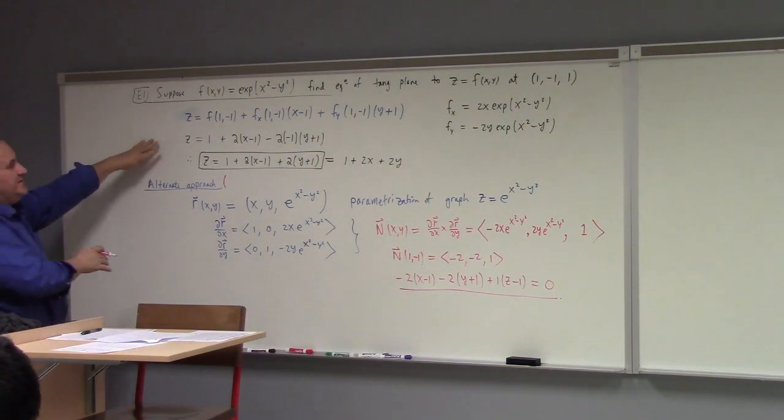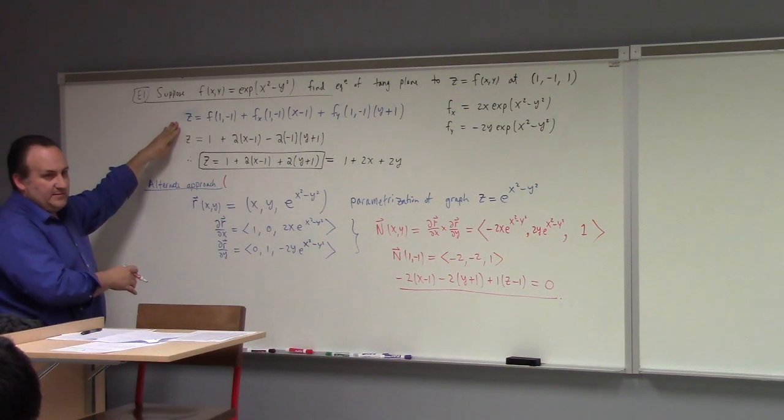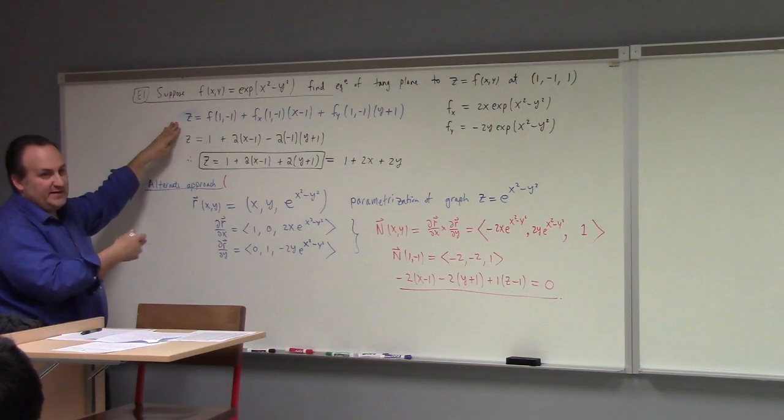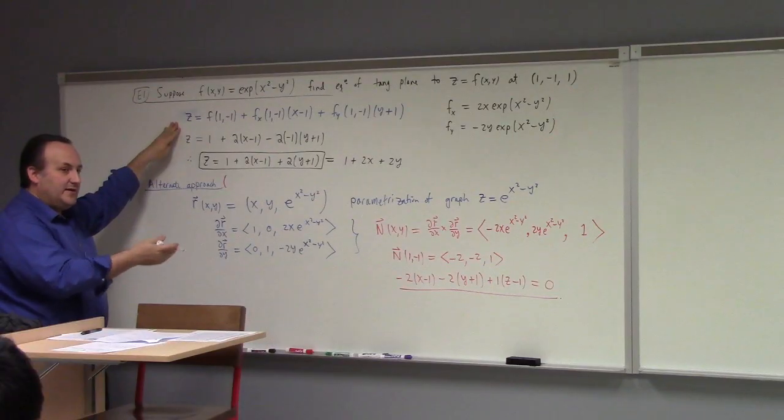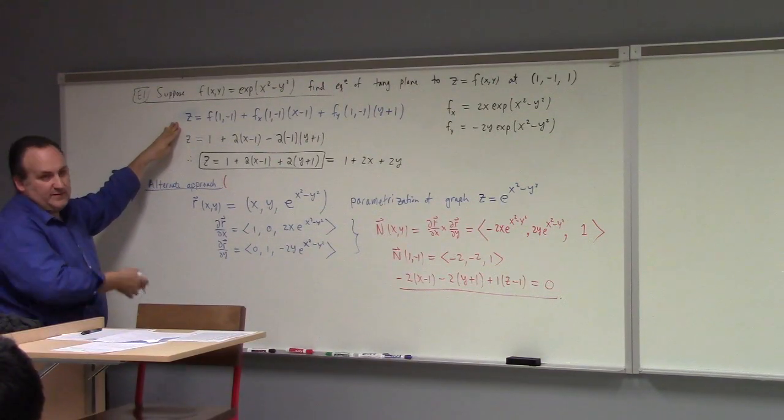Yeah. Oh, this is just a standard result. We derived this the other day, that the equation for the tangent plane to a graph is given by z equals f(a, b) plus f_x(a, b) times (x - a) plus f_y(a, b) times (y - b). This is a known formula for us. So I'm just using it.